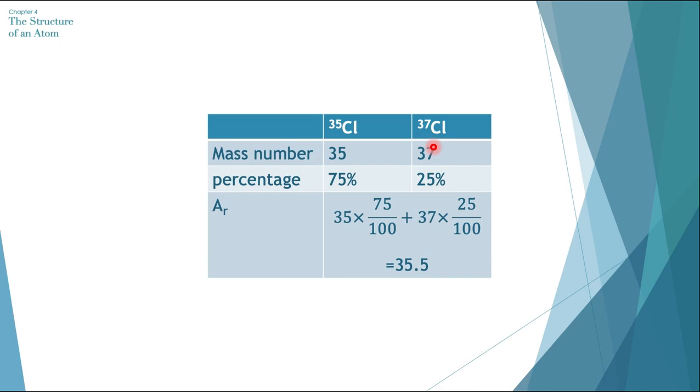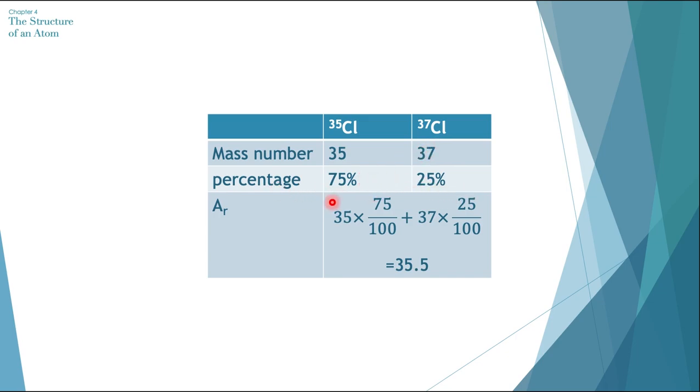Do not confuse the mass number with the atomic mass of an element. The difference between them is that the atomic mass measures the total mass of an atom, whereas the mass number is the total number of protons and neutrons in an isotope. So, the mass number of chlorine-35 is 35 and the mass number of chlorine-37 is 37. The percentage is 75 and 25.